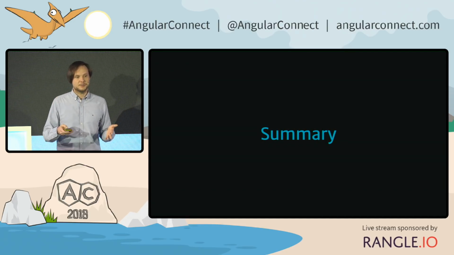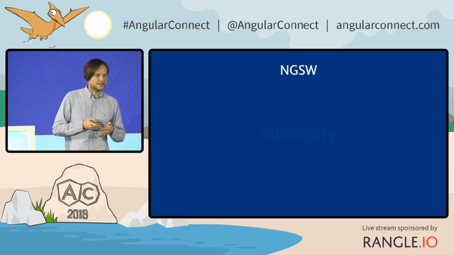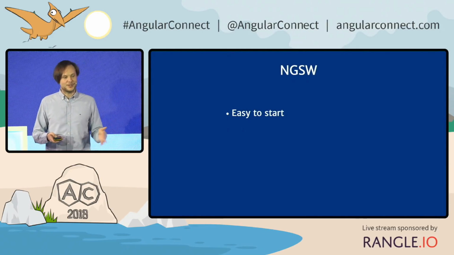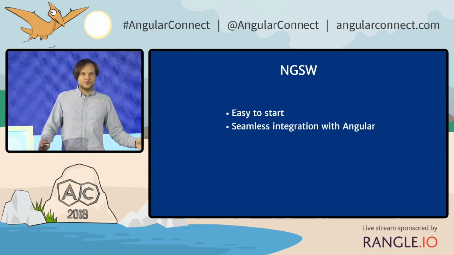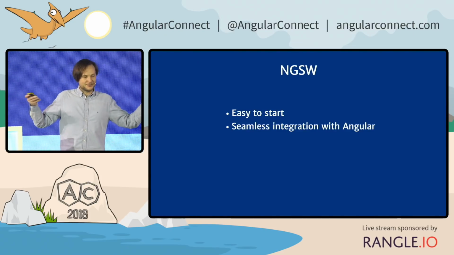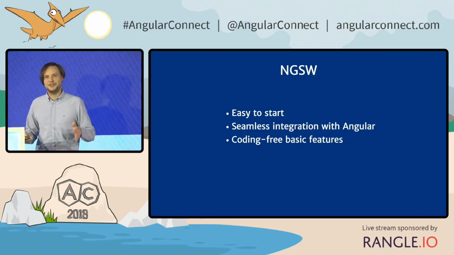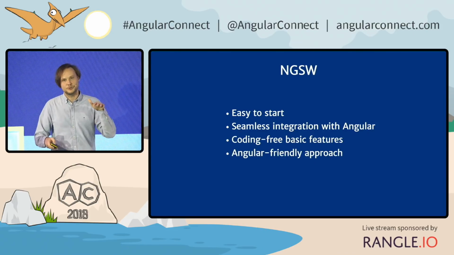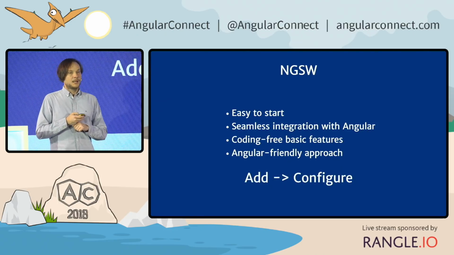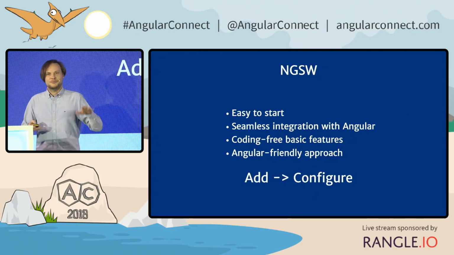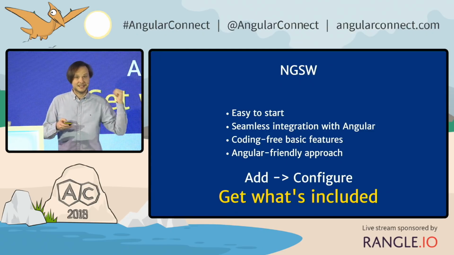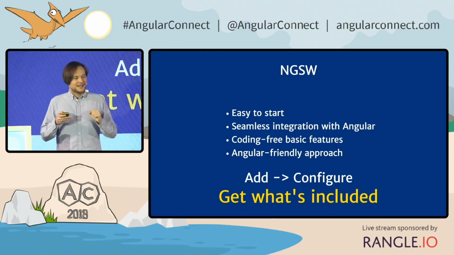We are at the final point. Let's list all the summaries. NGSW: really easy to start, one line. Easy to integrate. You have to do nothing to integrate, right? For basic features, you don't have to write code at all. If you have to write code, you do it in the Angular way. So I call this approach add, configure, and configure is optional, and get what's included, right?